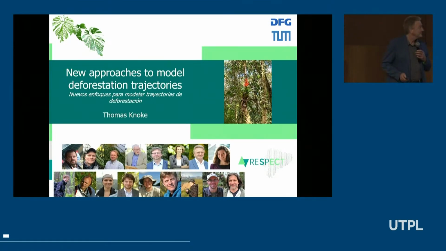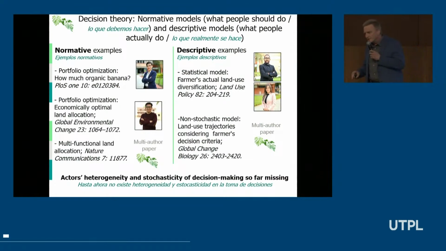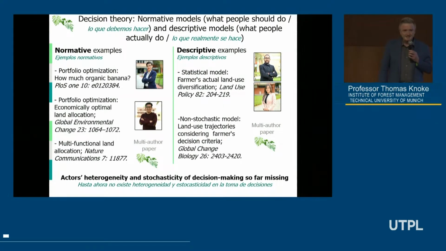Yeah, then let's just start. Before I go more into the details of the topic, let me first introduce you to the inspiring world of decision theory. Decision theory broadly subdivides model types into normative models, predicting what people should do. Those are cool models and can help us to improve, but can never be tested, because nobody does what he or she should do. The other type of model are the descriptive models, dealing more with what people really do. For example, statistical models, how farmers would diversify their land use, or how land use trajectories would develop under maybe purely the perspective of farmers.